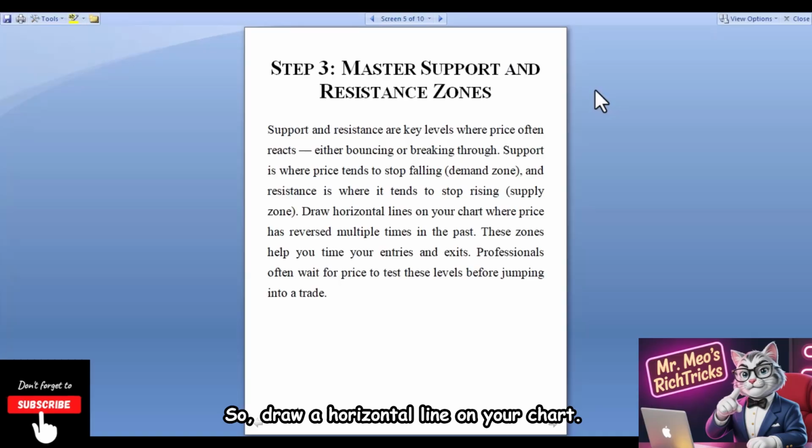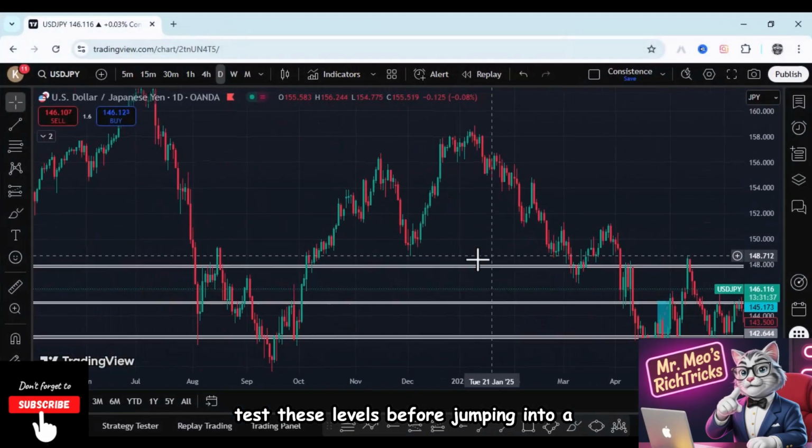So, draw a horizontal line on your charts where price has reversed multiple times in the past. These zones determine your entries and exits. So professionals often wait for price to test these levels before jumping into a trade.